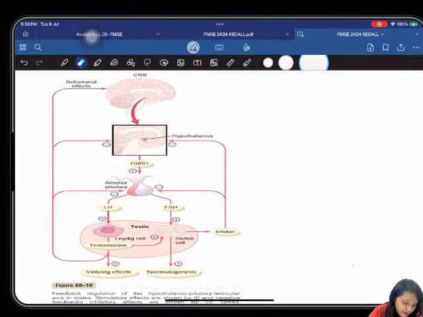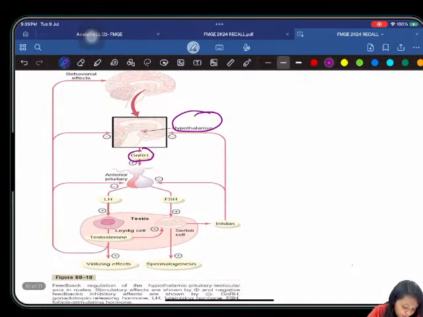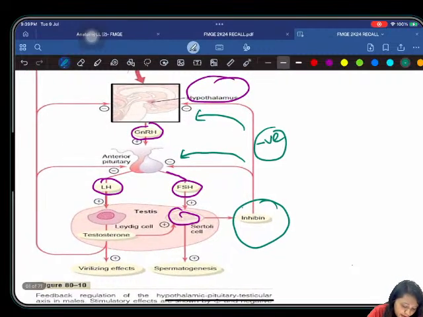So you know that this is the hypothalamus. You have the gonadotrophin releasing hormone, which gives a positive feedback on the pituitary. Now it will release your FSH and luteinizing hormone. FSH will act on the Sertoli cell, and then the Sertoli cell is going to release inhibin, which in turn will have a negative feedback on the hypothalamus and also on the pituitary. Means it is going to have a negative feedback on the follicle stimulating hormone.